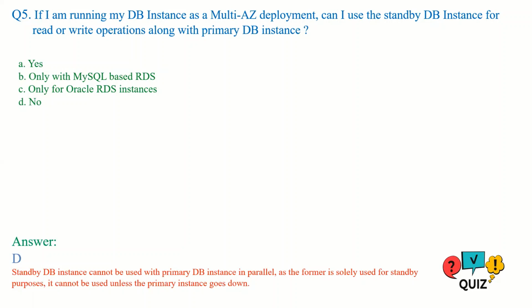The standby database instance cannot be used in parallel with the primary database instance, as the former is solely used for standby purposes. It cannot be used unless the primary instance goes down. In the normal scenario, the moment the primary server goes down, the secondary server automatically gets into the picture. So the user will not see even a millisecond of latency. That's a good attempt.